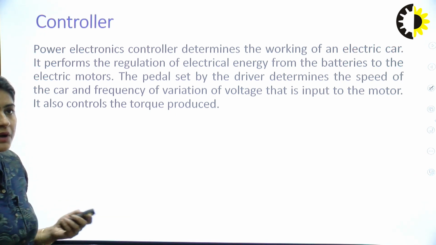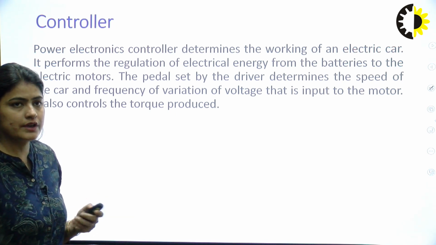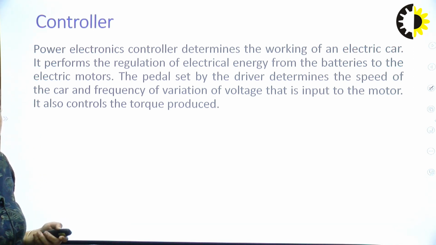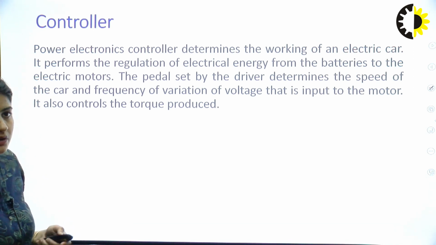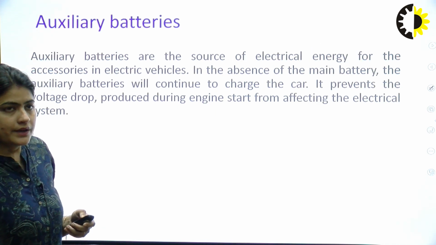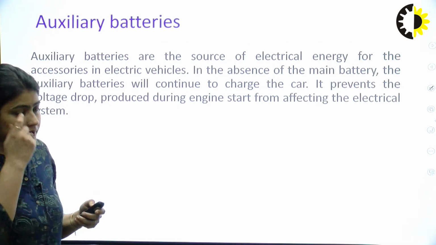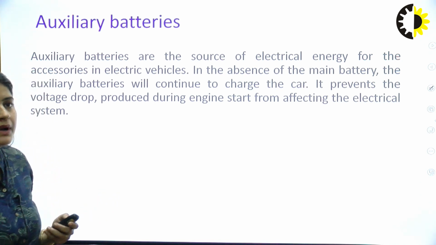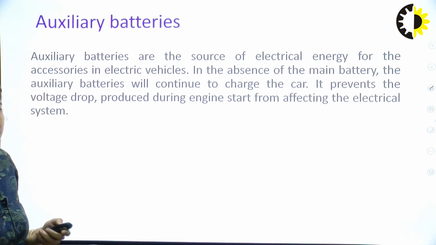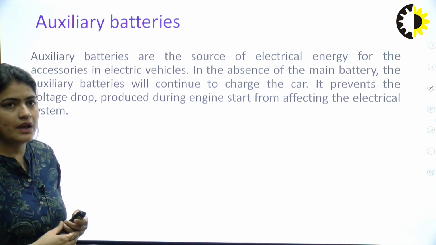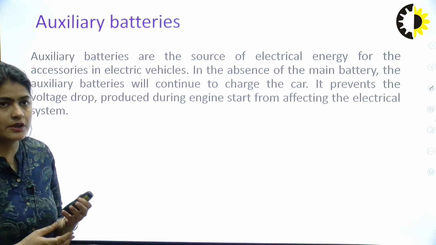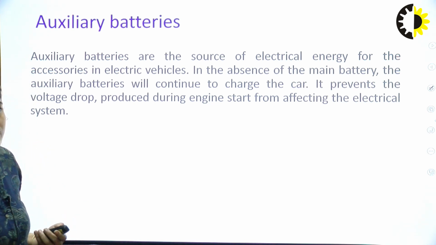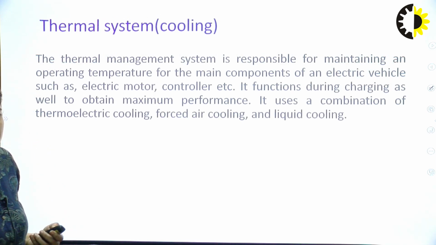The controller, the power electronics controller, determines the working of the electric car. It performs the regulation of electrical energy from the batteries to the electric motor. And sometimes a small auxiliary battery can be used as the source of electrical energy for the accessories in the electric vehicle. In the absence of the main battery, the auxiliary battery will continue to power the car, right? So it prevents the voltage drop also, right?